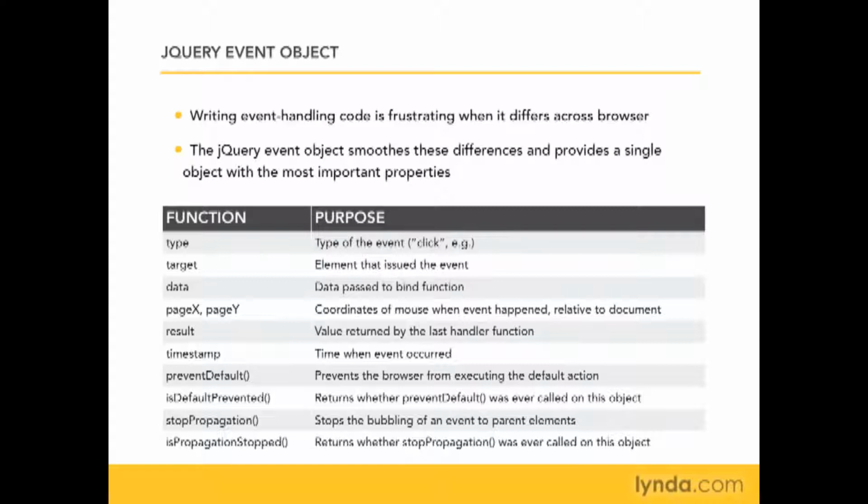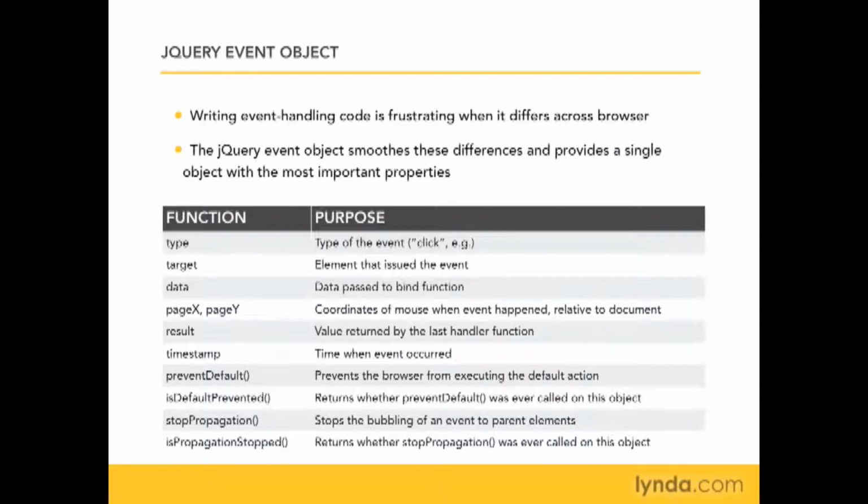The pageX and pageY properties are the coordinates of the mouse when the event happened, and that's document relative. The result property is the value that was returned by the last event handler function, as long as the return was not undefined. Then the return value will be contained in here. And the timestamp is in milliseconds, and that's the time when the event occurred. So those are the most common properties.